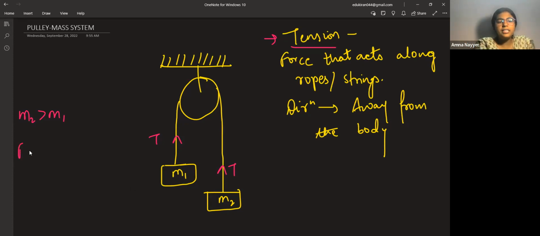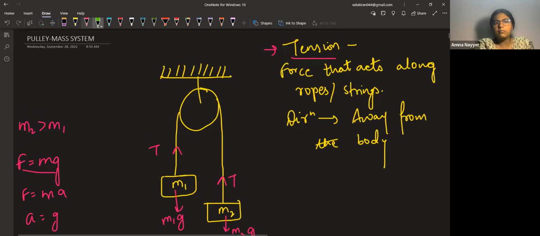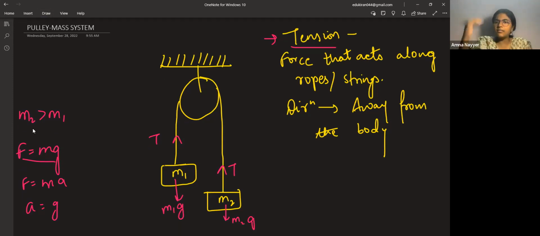Now, F is equal to ma. And the acceleration that acts vertically, we know, is known as acceleration due to gravity. So force will become F is equal to mg. So a downward force will act, which is m1g, and this will act m2g. Now, why did I say let's take m2 greater than m1? Because one will go up, the other will come down. That happens in a pulley, right?